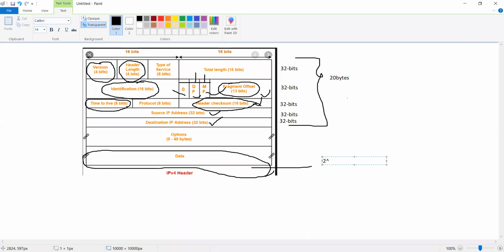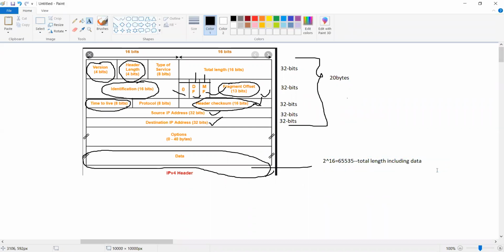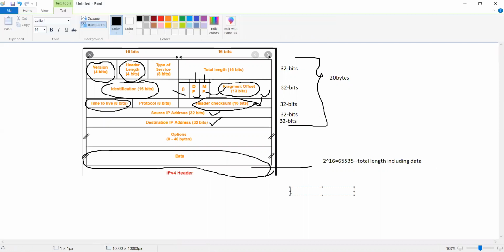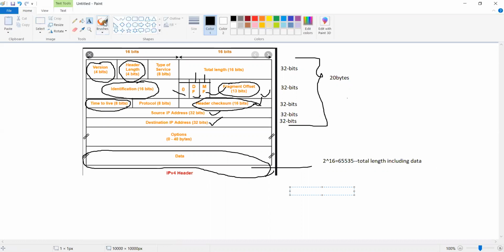2 raised to the power 16, which is 65535, which is my total length, including data. Is this clear? Okay. Now, this is also done.